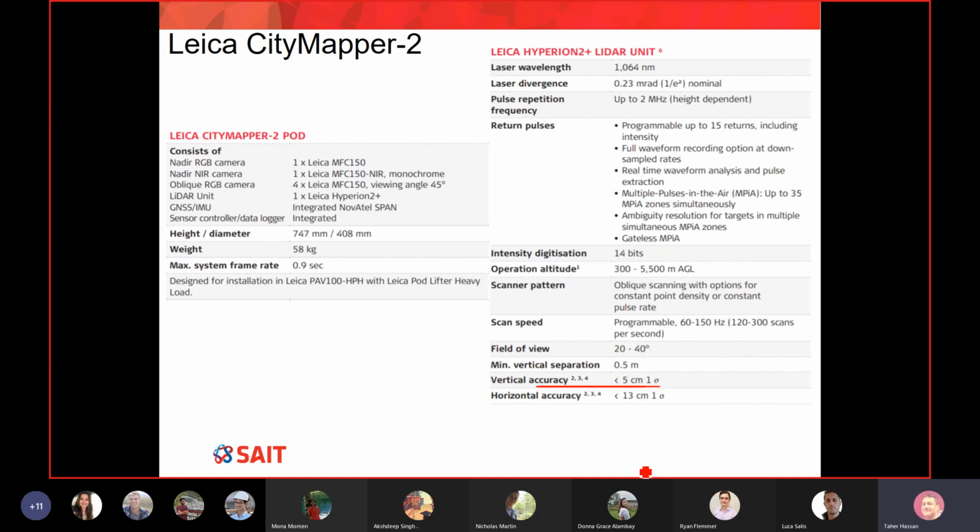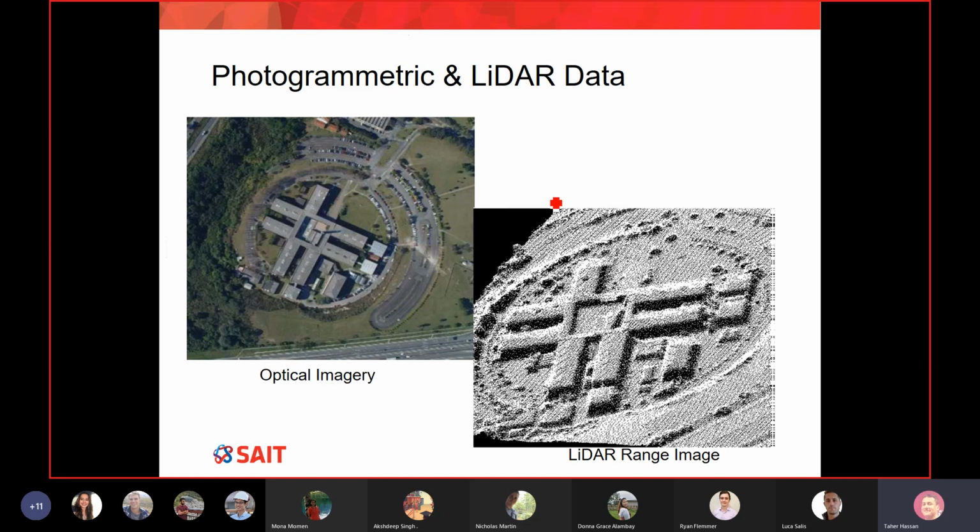And then if you go to horizontal coordinates like easting and northing, it will be within plus or minus 13 centimeters. Okay, so those are kind of a specification that I wanted to go through with you. And then also here is the product. So on the right side here, this is the product of an airborne laser scanner. It gives you simply XYZ, and you can see the heights.